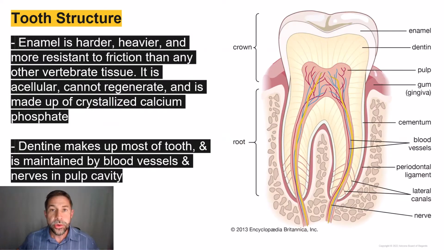With respect to tooth anatomy, what I want you to recognize is that the occlusal surface here, the chewing surface, is covered with this very hard crystallized mineral called enamel. Enamel is not composed of cells, it's composed of calcium phosphate. It's an incredibly durable structure. It's actually harder than any other vertebrate tissue. And then below the enamel, we have the living dentine. That makes up most of the tooth.